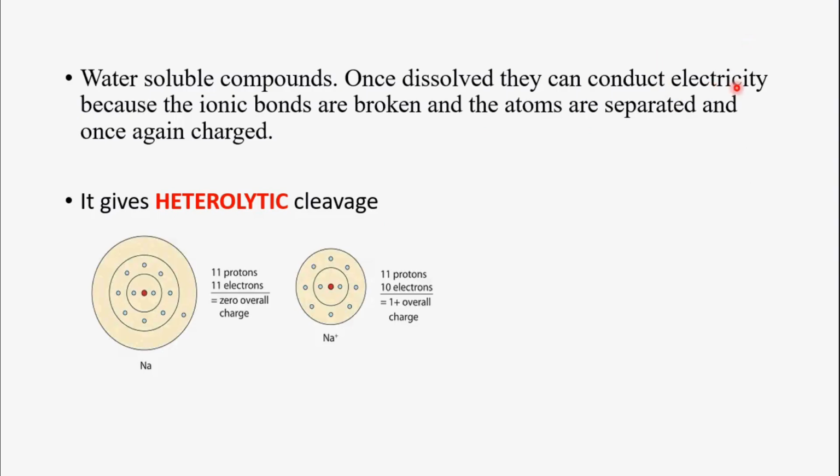They conduct electricity. They give heterolytic cleavage. What is heterolytic cleavage? Hetero means different. Suppose this is the example of sodium. Sodium has 11 protons and 11 electrons, and one electron is free, or a valence electron is there, which is an unpaired electron.